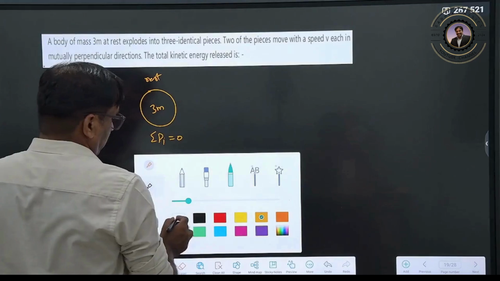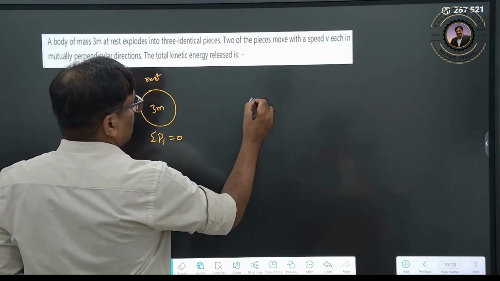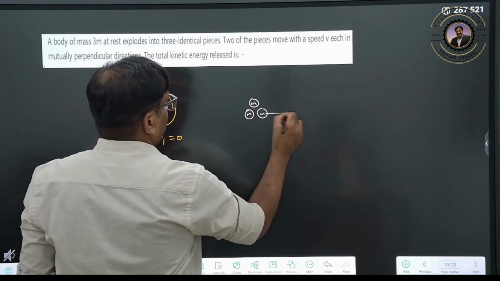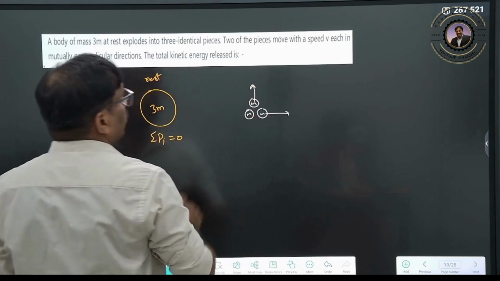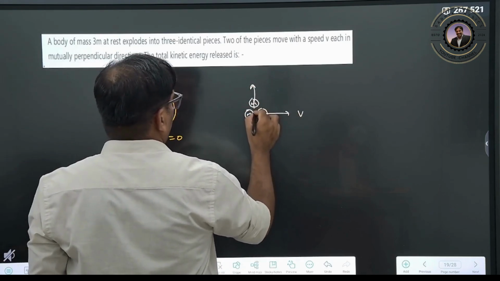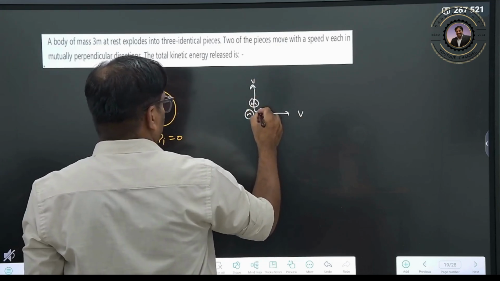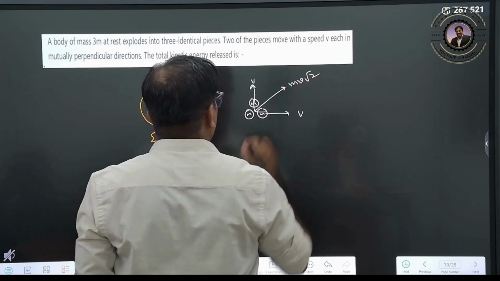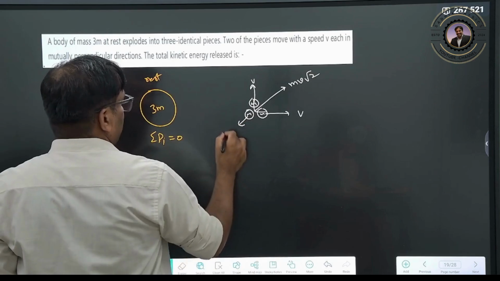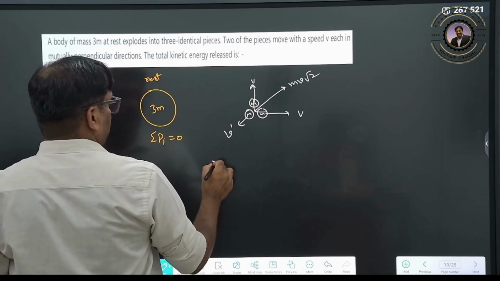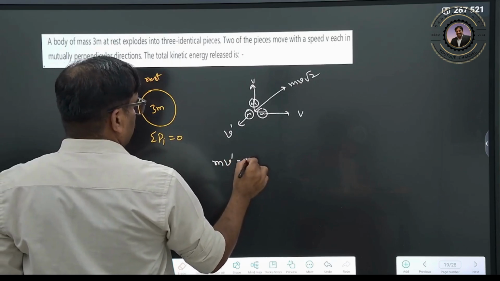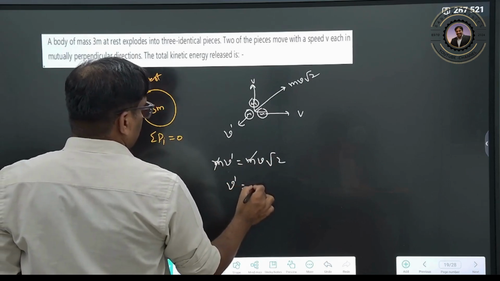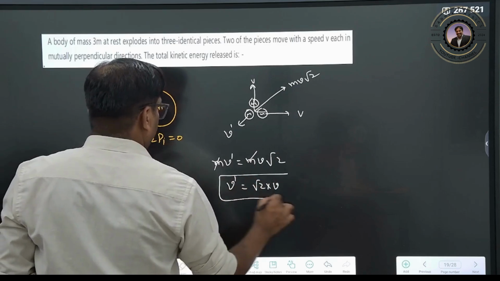Now it has exploded into 3 pieces, each of mass m. 2 pieces are going with the speed of v perpendicularly. Again the same story: this will be a resultant, therefore mv into root 2. So the third piece will go with some speed v dash, m into v dash is equal to mv into root 2. The m gets cancelled, v dash is equal to root 2 into v.